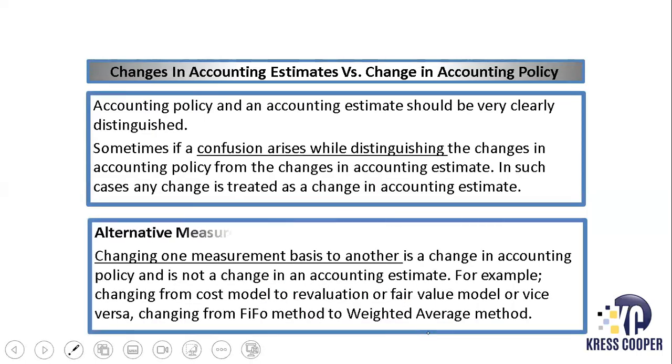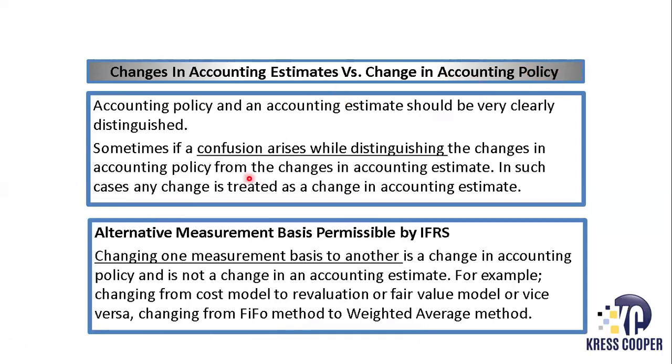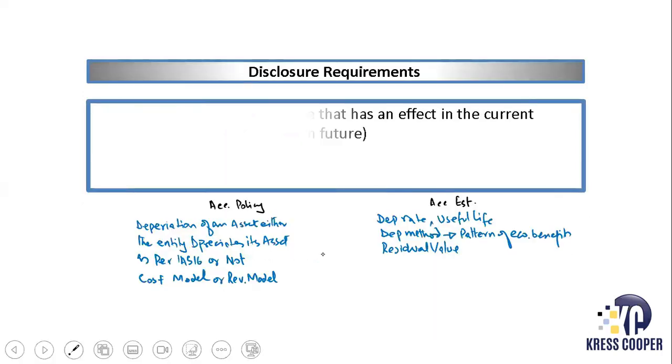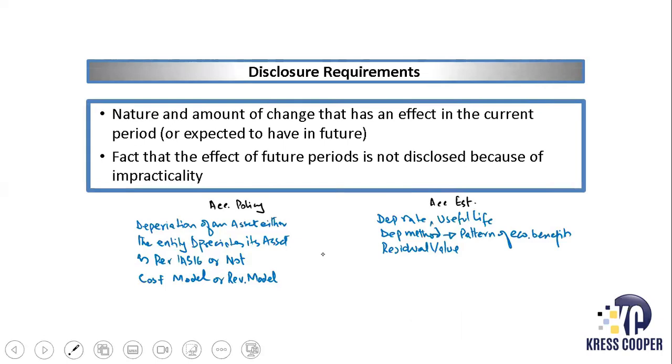The change in accounting estimate and accounting policy, I have discussed a lot on it, therefore I'll not reiterate over here, just to manage the time. The disclosure requirements are: nature and amount of change that has an impact in the current reporting period needs disclosure, and the fact that the effect on future periods is not disclosed because of its impracticality, that too is something we disclose.